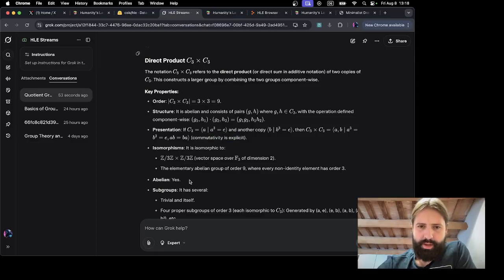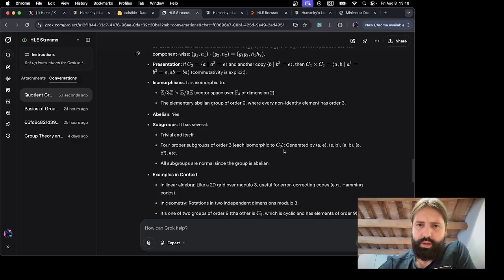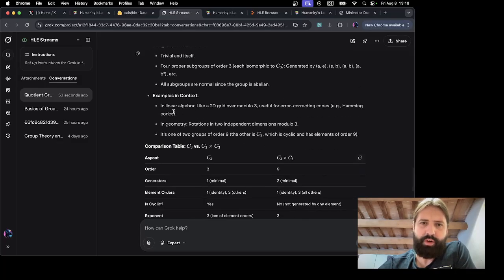Yeah, that's the isomorphism. The example in here is a vector space over F3 of dimension 2. So examples in context: a 2D grid modulo 3.